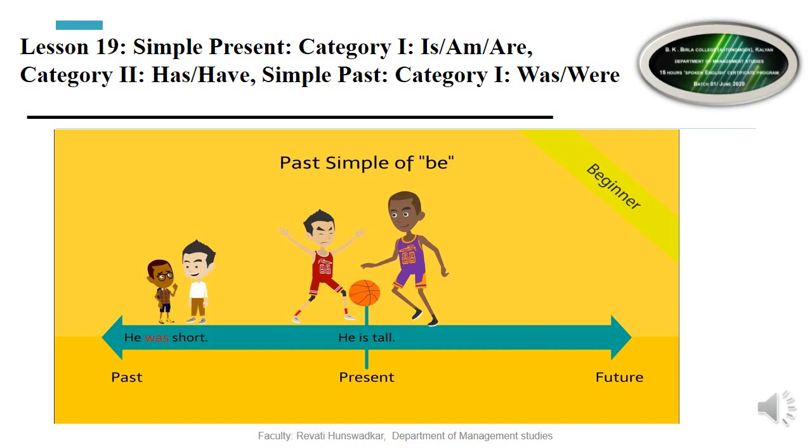If I want to indicate a past, मुझे point out करना है जो काम हो चुका है, तो उसके लिए what should I use? He was short. That means वो पहले height में short था. तो he was short. So that was a past. Now, he is tall. That is a present. And future is a question mark, because here we are concentrating on simple present and simple past.